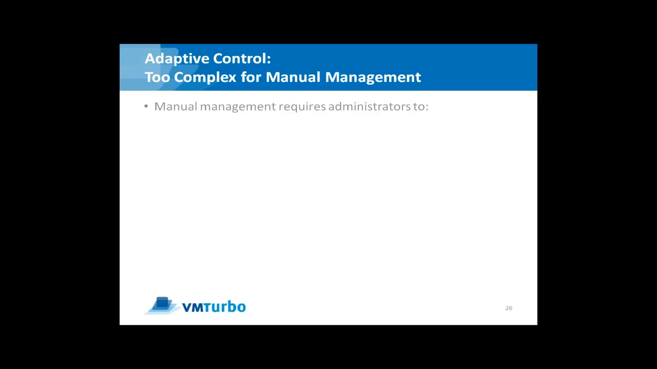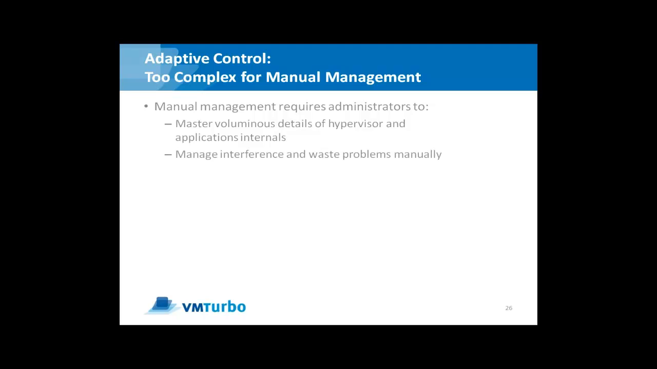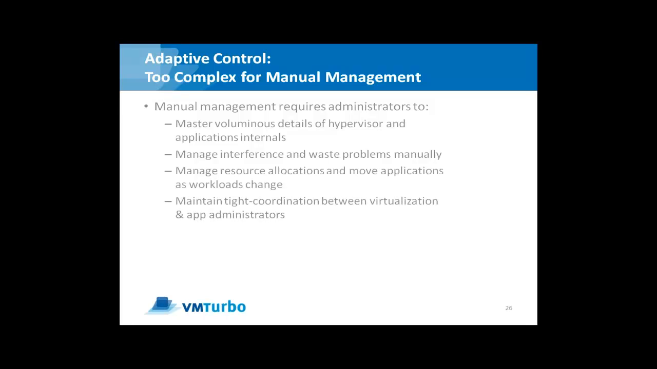Doing adaptive control manually is practically impossible. It means that system admins need to study in great detail hypervisor and application manuals and manage the interference manually, and in a data center of any size, even a modest one, coordinating the workloads as the peaks come is way beyond what can be done manually. And this complexity is a central barrier for Virtualization 2.0.